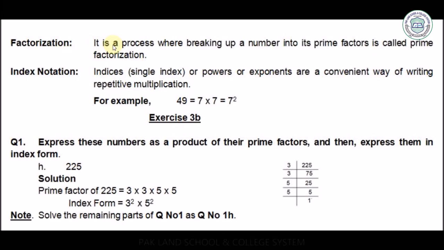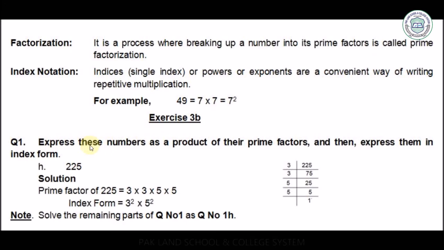Factorization. It is a process where breaking up a number into its prime factors is called prime factorization. Index notation. Indices, single index, powers or exponents are a convenient way of writing repetitive multiplication. For example, 49 is the square of 7. Either we write 7 multiplied by 7, but in index notation we write 7 squared.